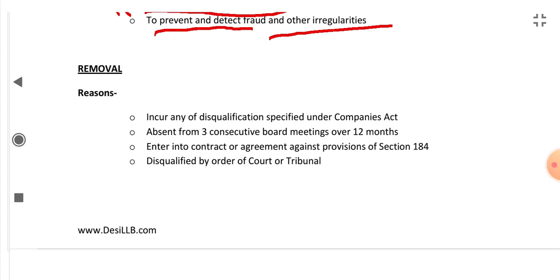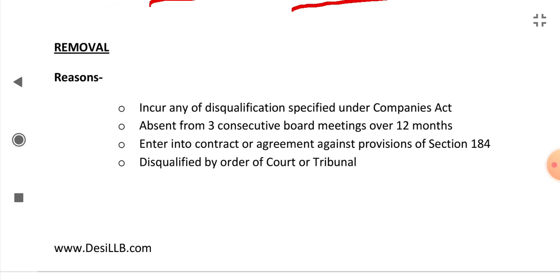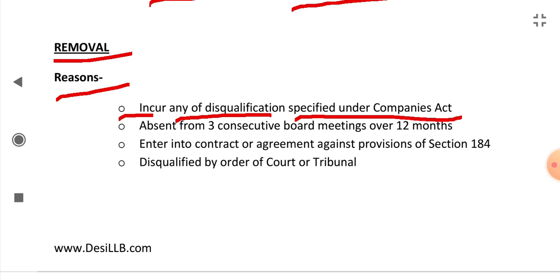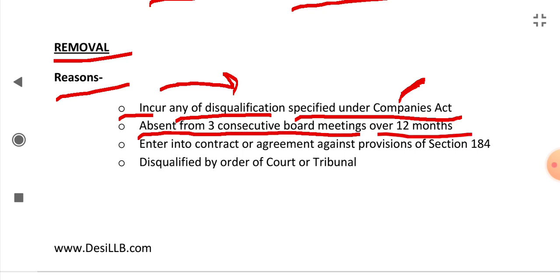Now see the removal process. What are the reasons and the ways a director can be removed? So the reasons: a director can be removed if he incurs any of the disqualifications specified under the Companies Act. Okay, if there is any condition in which a person is disqualified under the Companies Act and the director is in that situation, then he will be disqualified. Or if he is absent from 3 consecutive board meetings over the last 12 months. Okay, if he is absent for 3 consecutive board meetings, he will be removed.